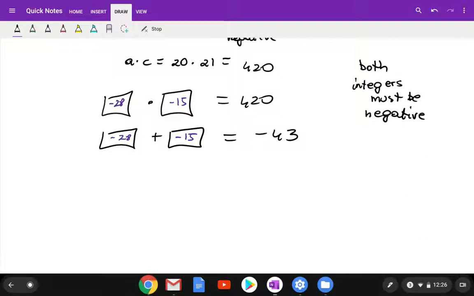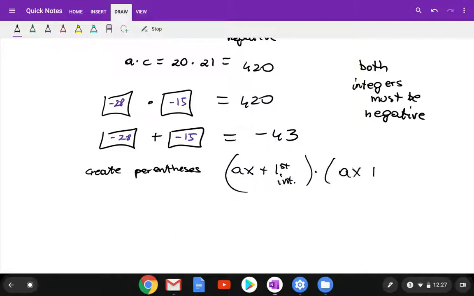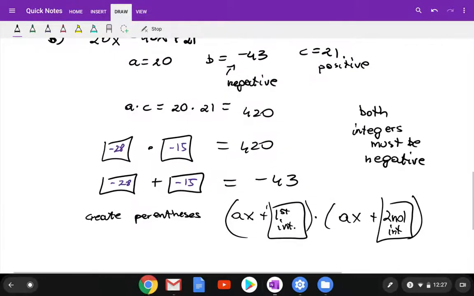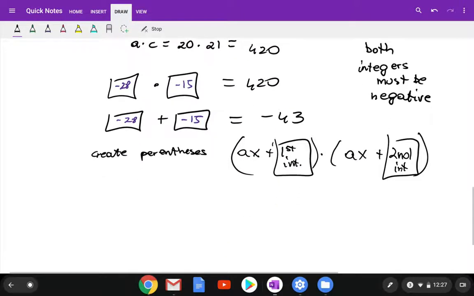Next, let's create parentheses. Okay, ax plus first integer times ax plus second integer. Okay, so those are the numbers which we have in the parentheses. So in our case, again, a is equal to 20.